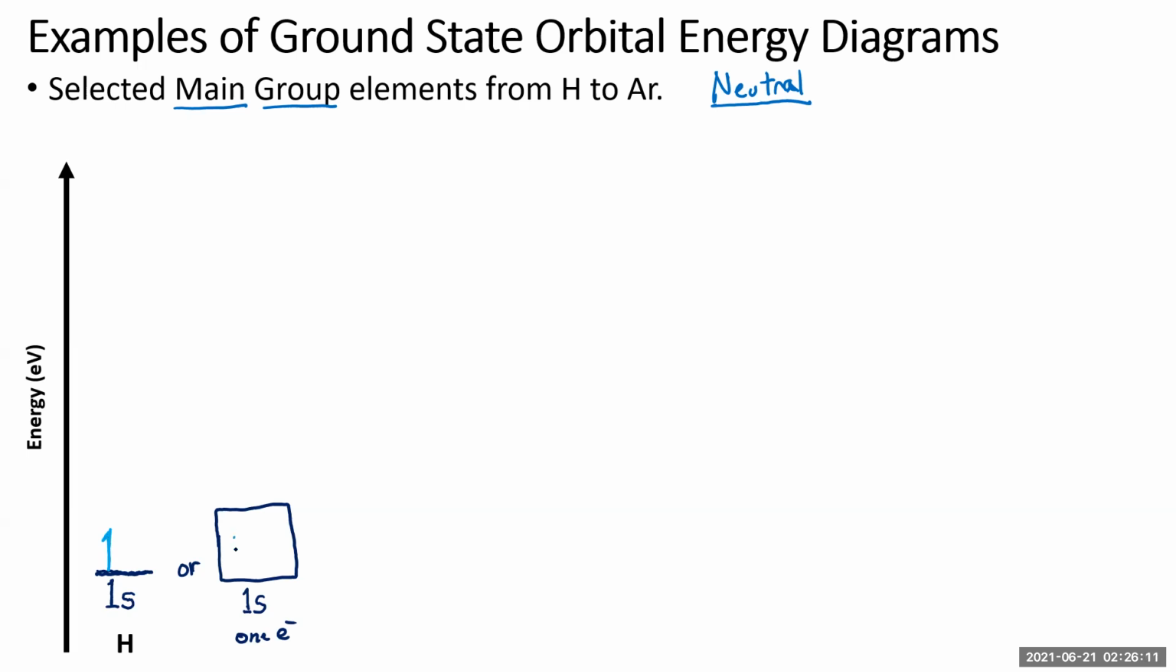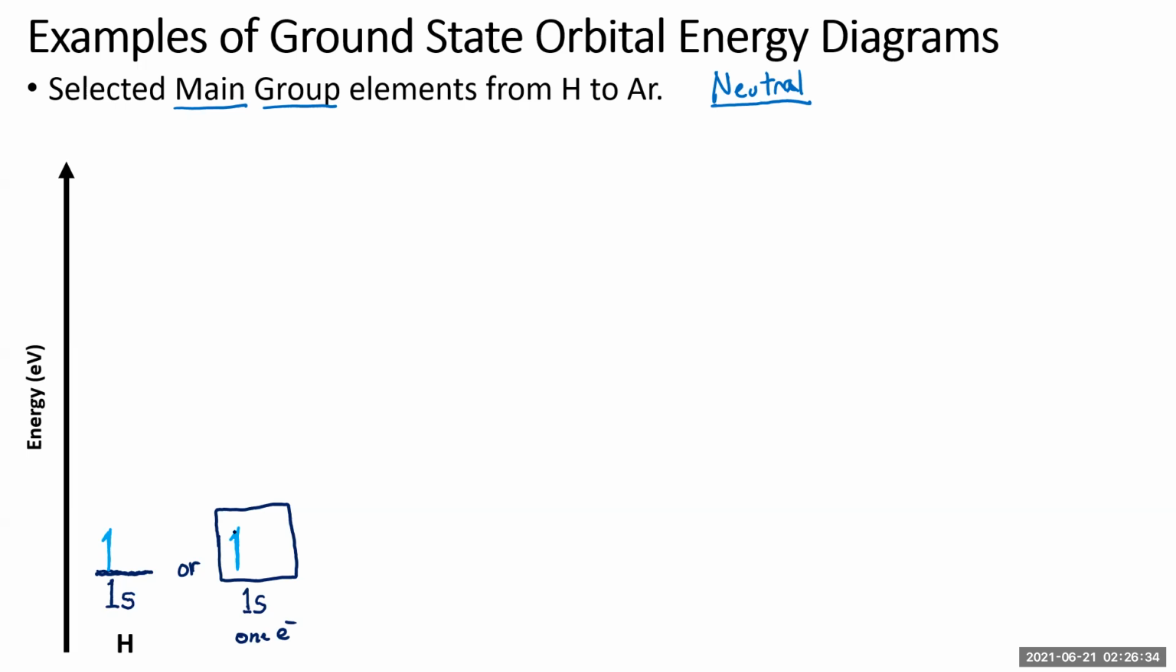Or if you want to represent it in a box, you can do it this way as well. This is not a 1, this is an arrow. 1 electron, an up electron, a spin up electron. We'll talk about spin later. Inside of a 1s orbital, or inhabiting a 1s orbital. That's it.